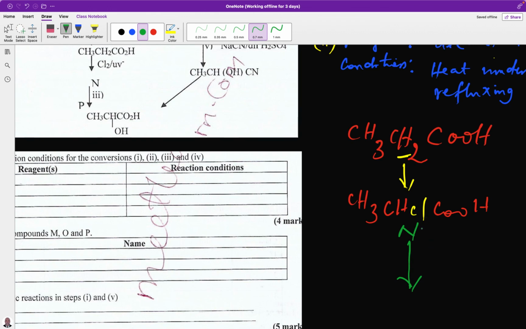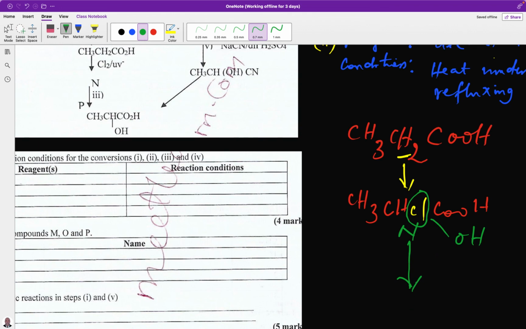So something is done here by substituting this into an OH group. After forming this compound N, something is done to substitute the chlorine with a hydroxyl group. And that is the condition they are asking us to give. What condition is required for the substitution of this compound N? You might not know the compound, but this is N, which is 2-chloropropanoic acid. Then there is another substitution reaction that will occur here to give our 2-hydroxypropanoic acid. And that is the condition they are asking us.